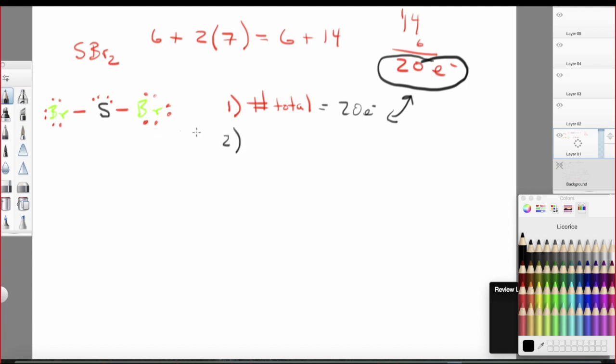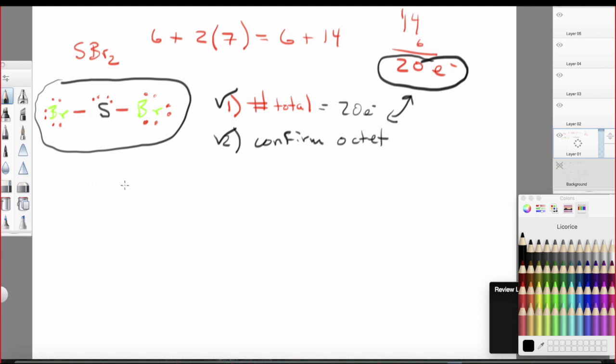The second test is to confirm the octet. And we see for that there are 8 electrons on the central atom, no problems there. We have 8 electrons around both external atoms, no problems there. So we have met both tests, and this structure is most probably the best one.